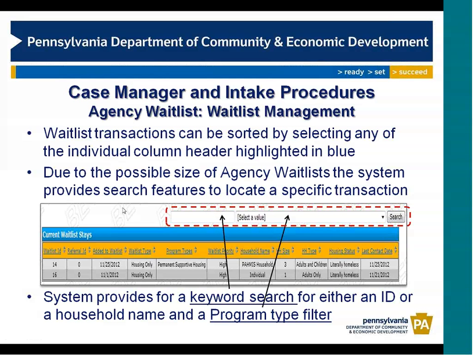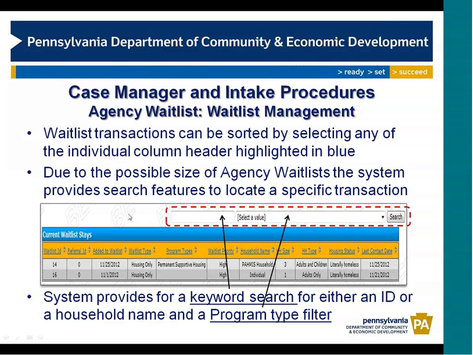Now, as I said before, because these waitlists could get pretty large, we use pagination, where we show about 20 records per page, and it could span many, many pages. Instead of just trying to find a waitlist transaction that's fourth down on the 17th page of your waitlist, we gave you some search options here. There's a keyword search as well as what we call a program filter.